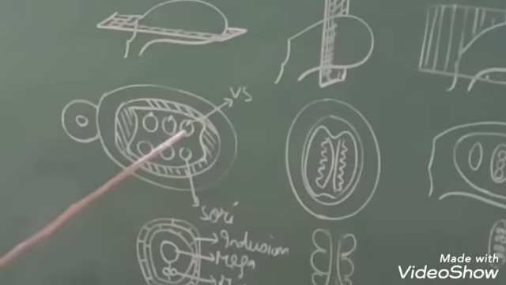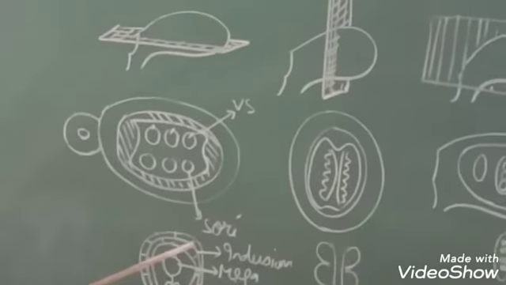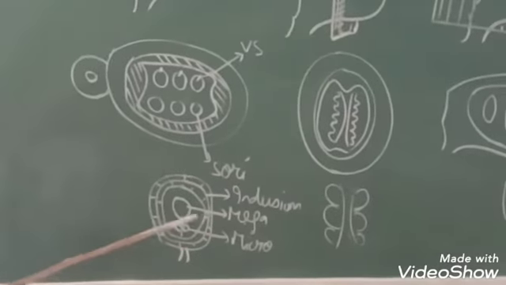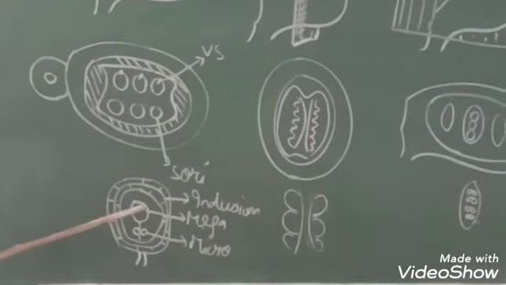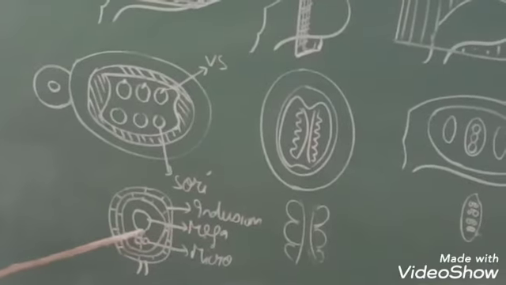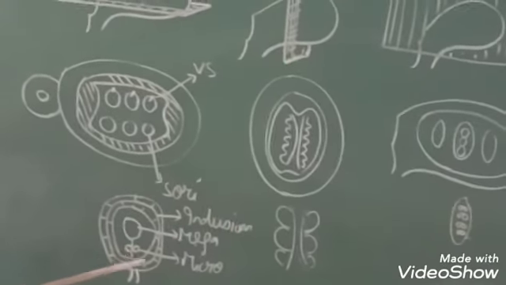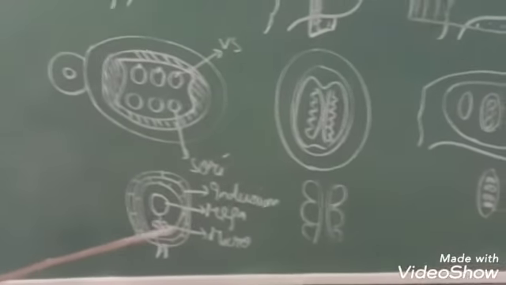Now on enlarging this sorus, we find that each sorus is covered by a double-walled indusium, and in each sorus there is present an array of large megasporangia, and on its lower side are present two microsporangia on both the sides.